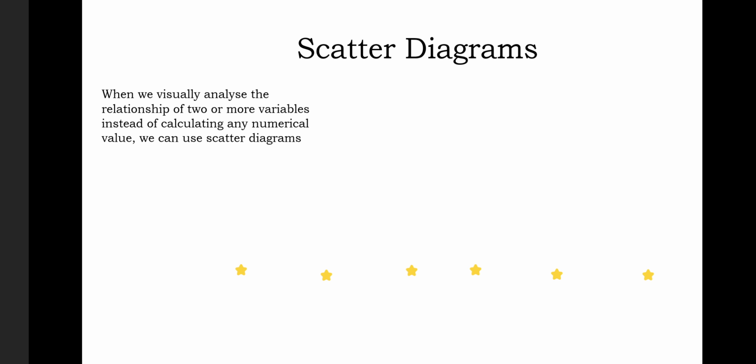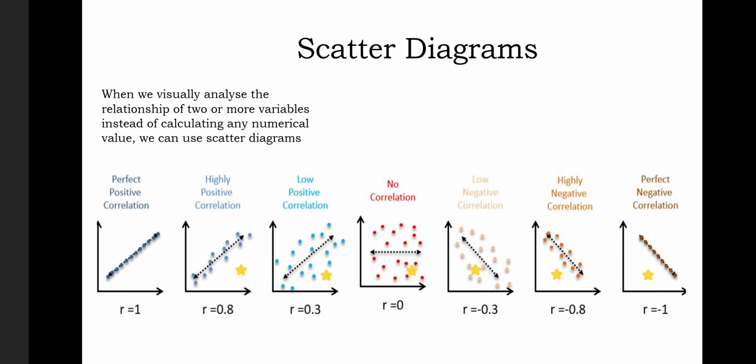between the variables. When we analyze visually, we are seeing a picture and trying to analyze with the help of that picture. There will be no calculation of any numerical value. We will find the correlation by seeing diagrams. So if you see these diagrams carefully, you can see the first diagram.